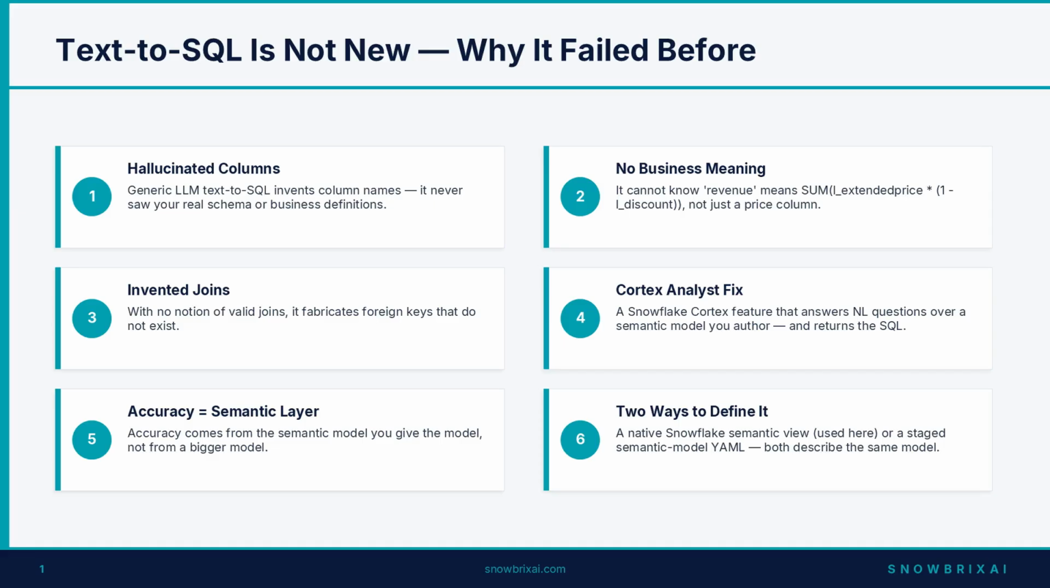It cannot know that revenue means the sum of extended price times 1 minus discount, not just a price column. And it fabricates joins that do not exist. The fix here is Cortex Analyst, a Snowflake feature that answers a plain English question over a semantic model you author and hands back the SQL. One note before we build: verify every clause against current Snowflake docs because this surface moves. Said once. The accuracy comes from the semantic layer you give it, not a bigger model.